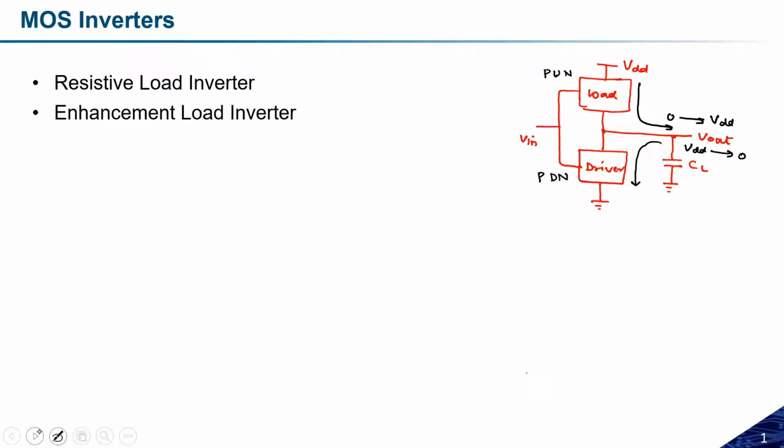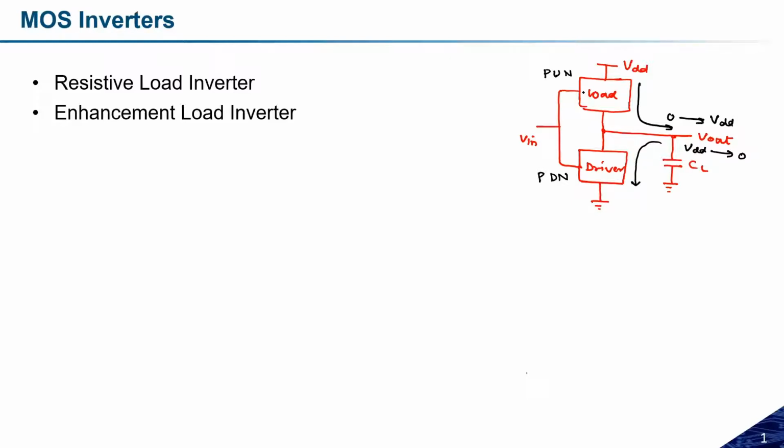Second could be the enhancement load inverter. Enhancement load inverter means if in place of the load block, I am using an enhancement type MOSFET, then we call it the enhancement load inverter. This can be either PMOS or NMOS. We will also see how this circuit behaves. Basically, to overcome some of the problems of the resistive load inverter, we need to go for the enhancement type. But again, the enhancement load inverter may also have some problems. What those problems are, I will discuss in detail.